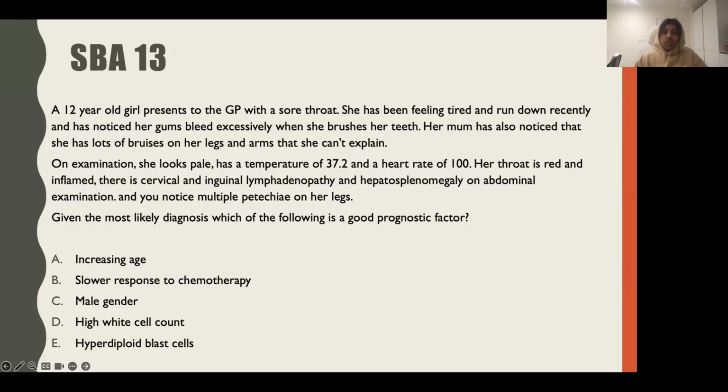a 12-year-old girl presents to the GP with a sore throat. She has been feeling tired and run down recently and has noticed her gums bleed excessively when she brushes her teeth. Her mum has also noticed that she has a lot of bruises on her legs and arms that she can't explain. On examination, she looks pale with a temperature of 37.2 and a heart rate of 100. Her throat is red and inflamed. There is cervical and inguinal lymphadenopathy and hepatosplenomegaly. On abdominal examination, you notice multiple petechiae on her legs. Given the most likely diagnosis, which of the following is a good prognostic factor?